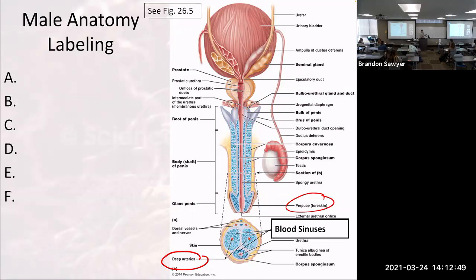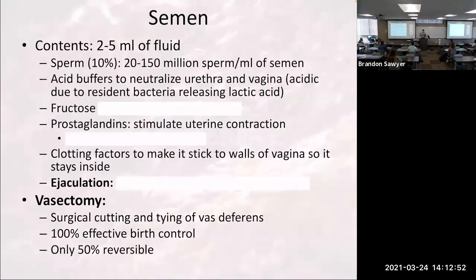Okay, so a little bit about the contents of semen. Semen is typically somewhere between 2 and 5 milliliters of fluid per ejaculation. Only about 10% of that is sperm. So there's somewhere between 20 and 150 million sperm per milliliter of semen. If you do the math, at least 300 million is what the video said, but it can be more than that, right? If it's 5 milliliters, it can be 5 times 150, which would be way more than that. Just so many sperm in one ejaculation.